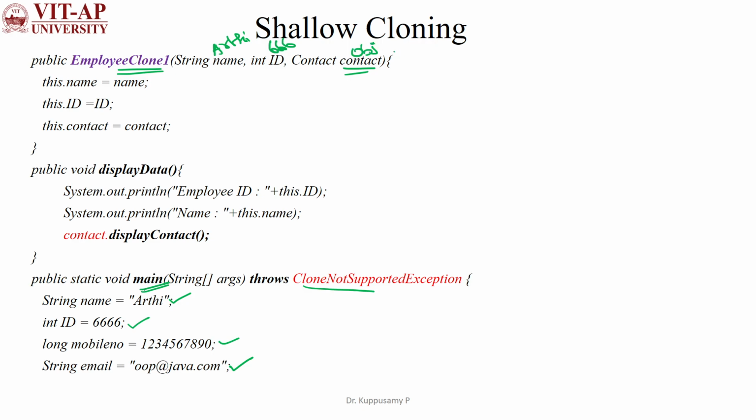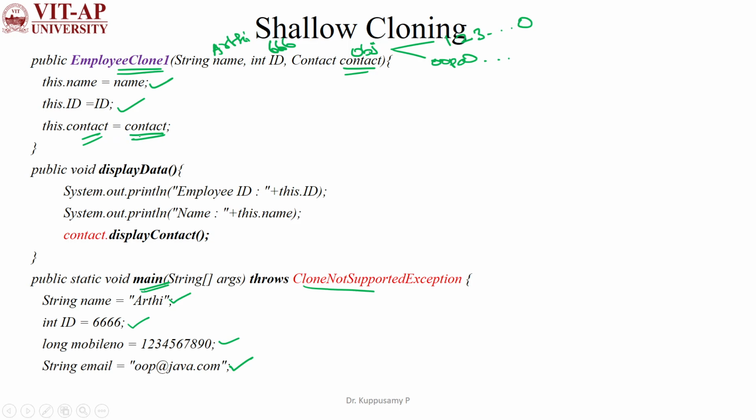This object has the reference, the reference object having two variables. One is the email id whoop@java.com, and the other is the mobile number 123 etc. 0. Now all these values are going to be assigned. Here contact has two variables, and that is assigned to contact.